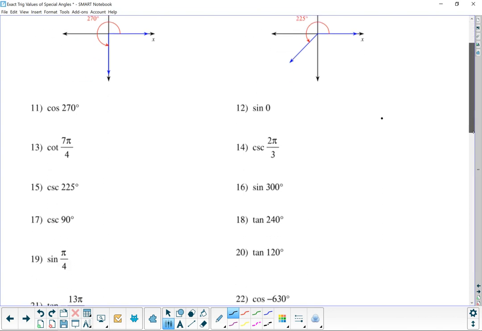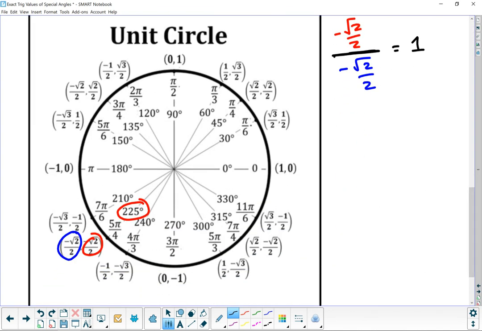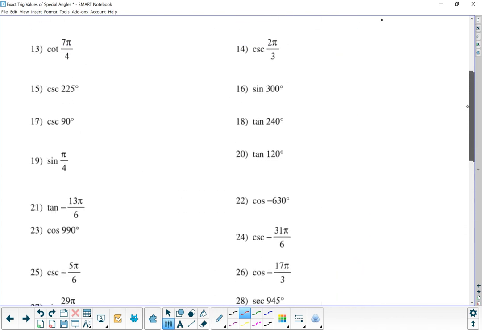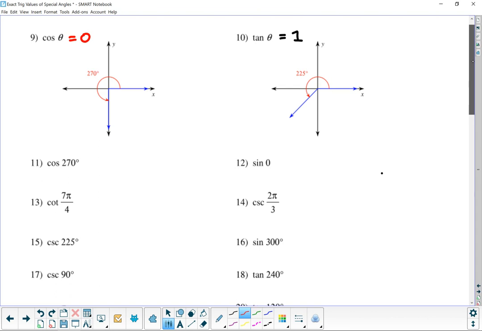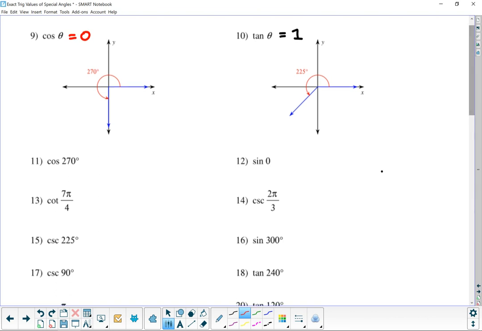Cosine of 270 degrees. 270 degrees is down here, and the cosine is the x value. So x value is 0. Oh, I thought that was familiar because number 11 and number 9 are exactly the same thing.